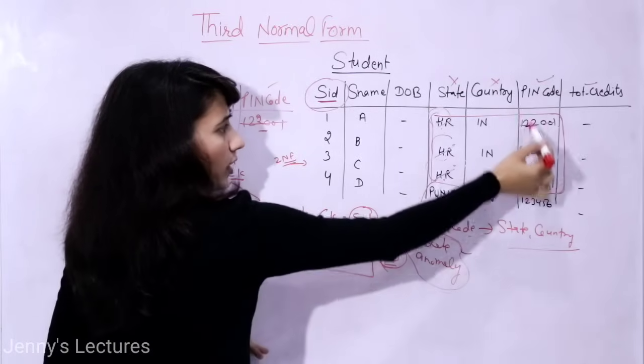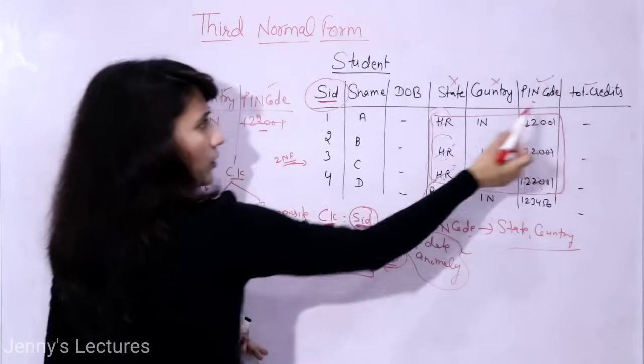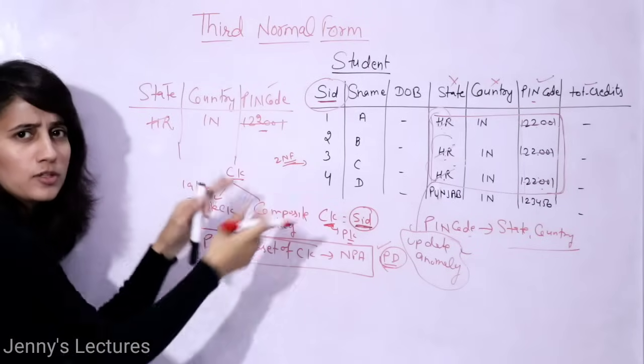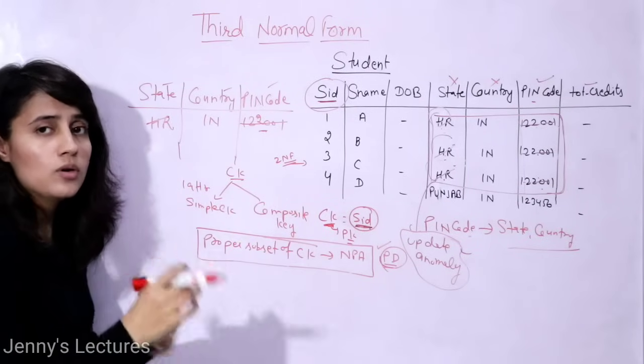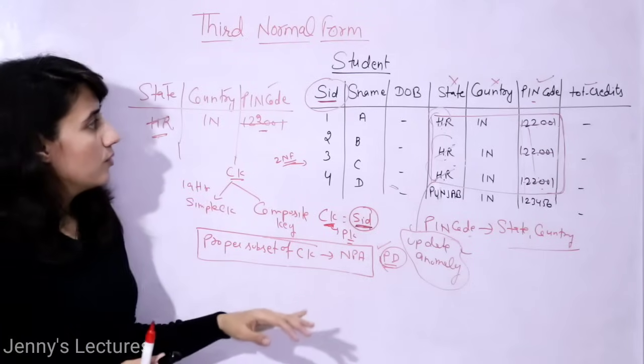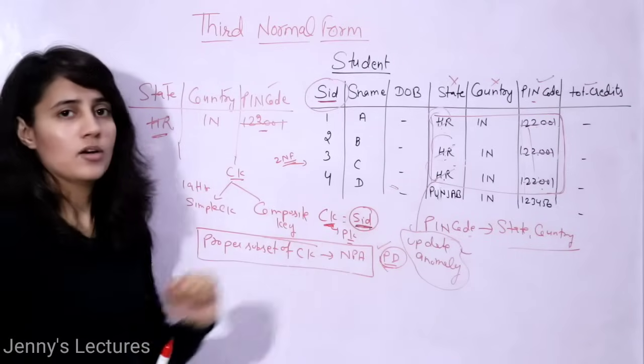Although in one column obviously we have this pin code, we have to link these tables using a foreign key, that also we'll discuss later. I'm just giving you an overview here. So now we have removed the update anomaly.